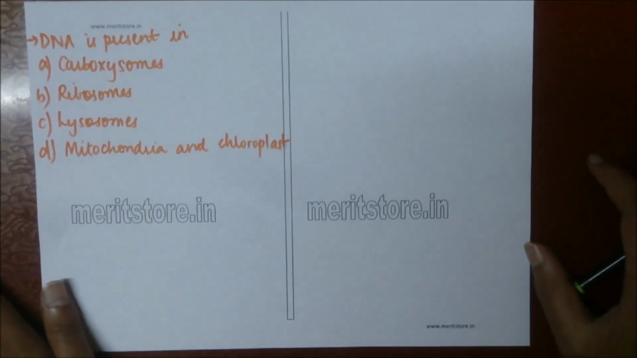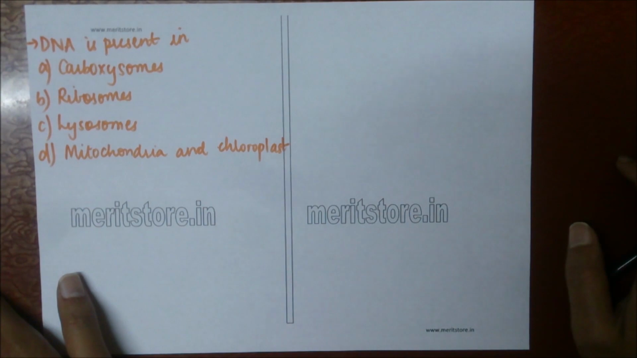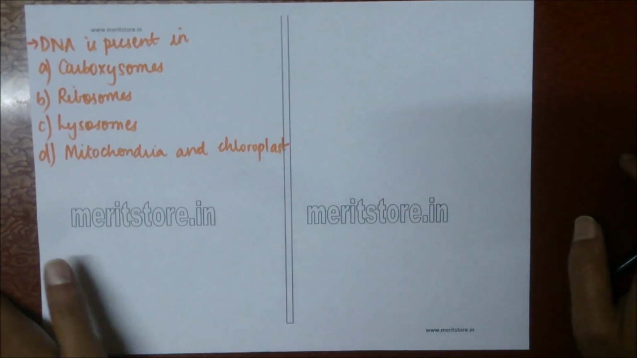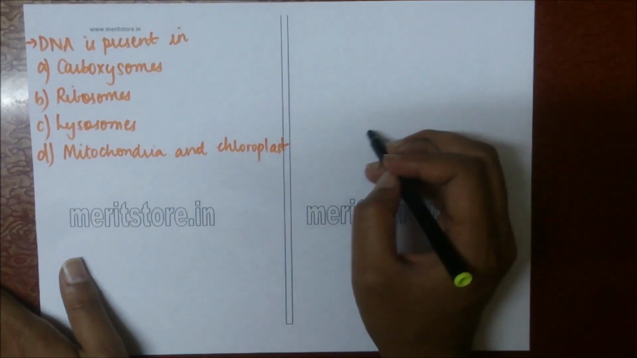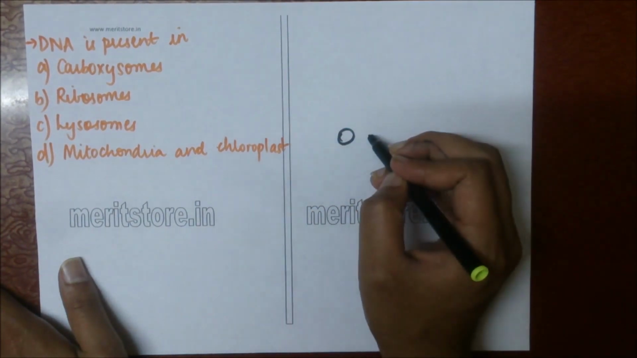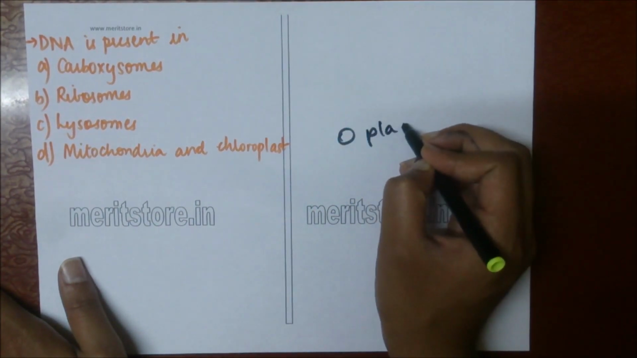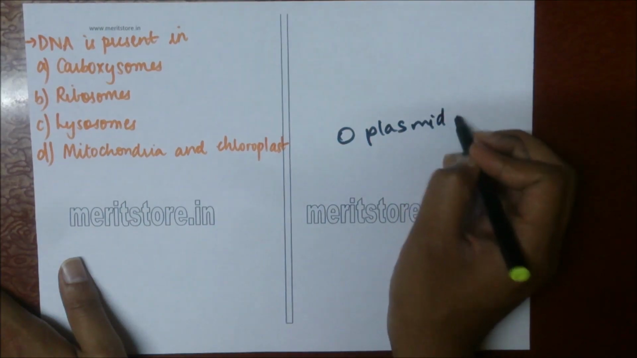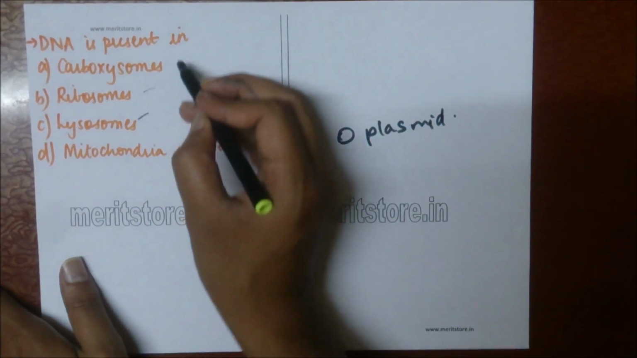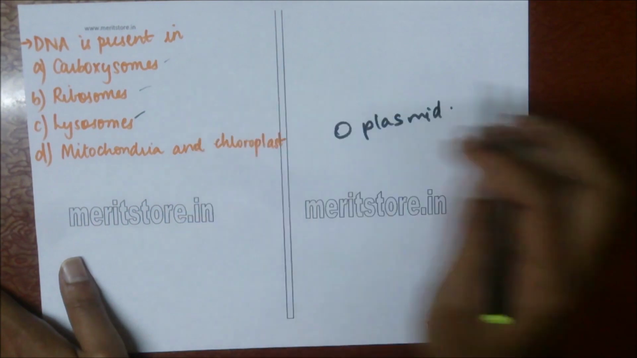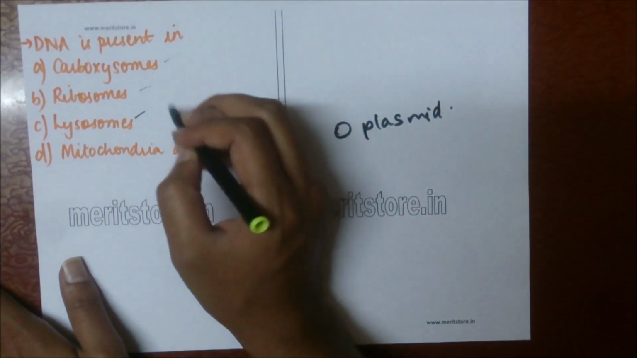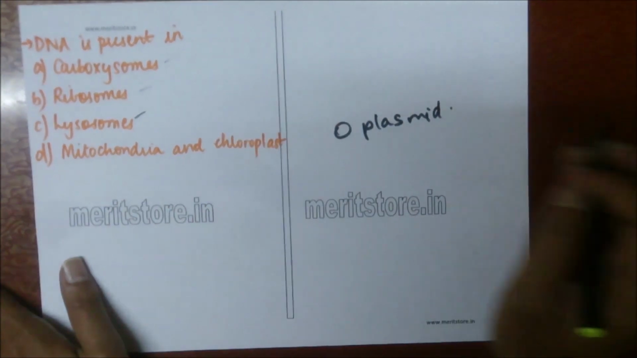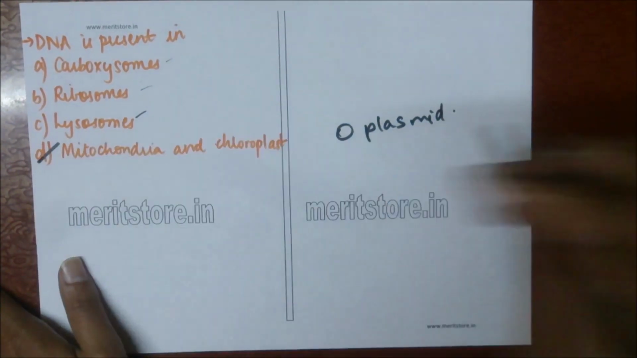DNA is present in A. carboxysome, B. ribosome, C. lysosomes, and D. mitochondria and chloroplast. DNA is present in mitochondria and chloroplast. It may be circular or extrachromosomal like a plasmid, but it is present in these organelles. Lysosomes, ribosomes, and carboxysomes do not contain DNA, and they are non-membrane-bound cell organelles. So option D is the correct answer.